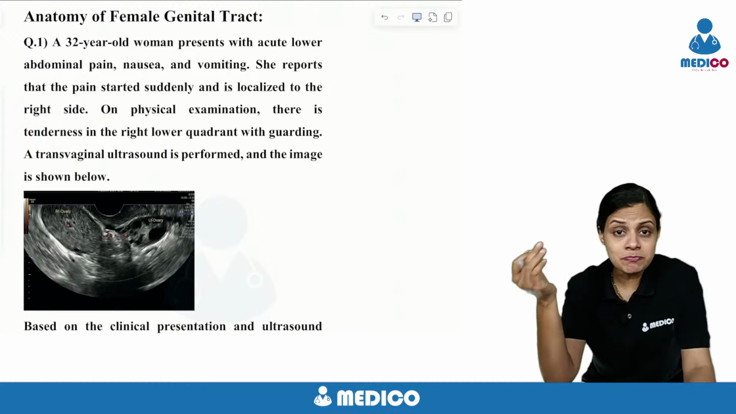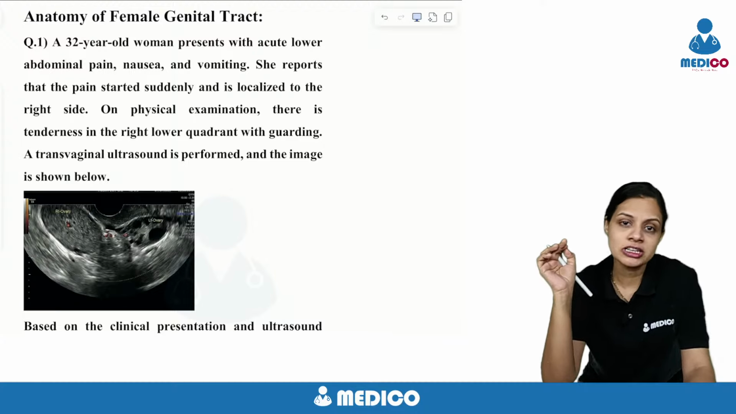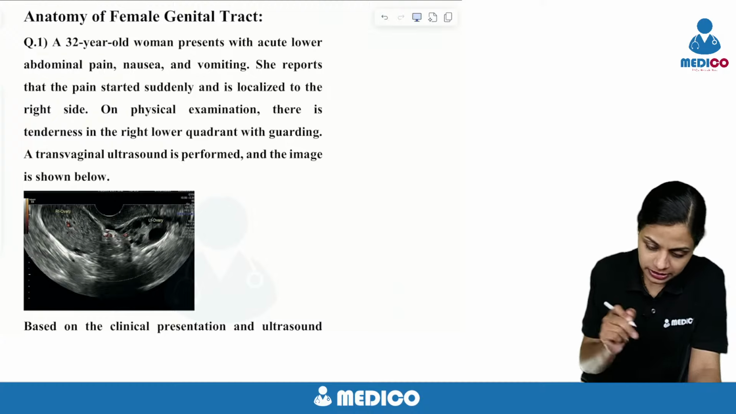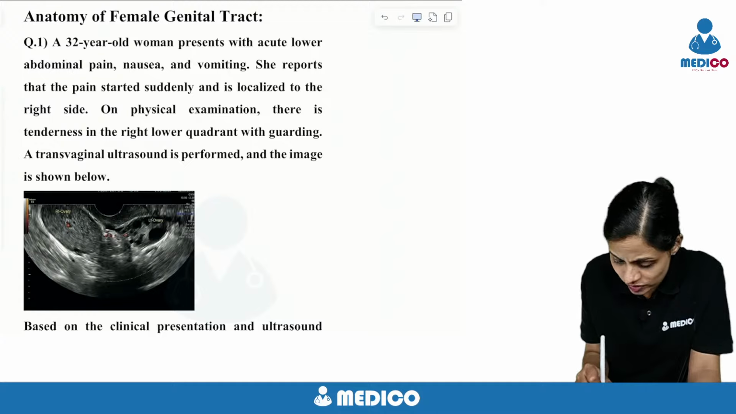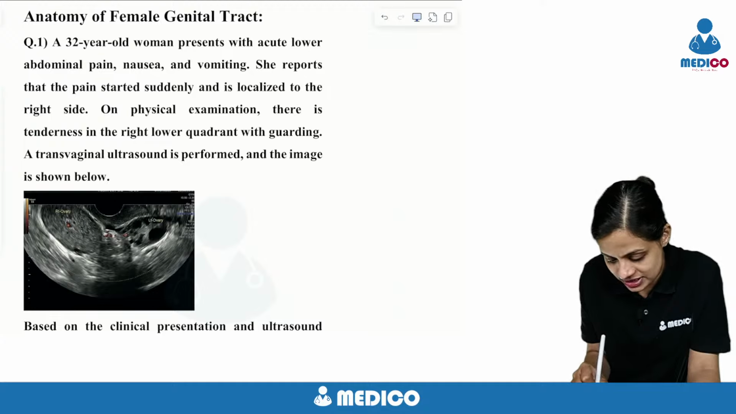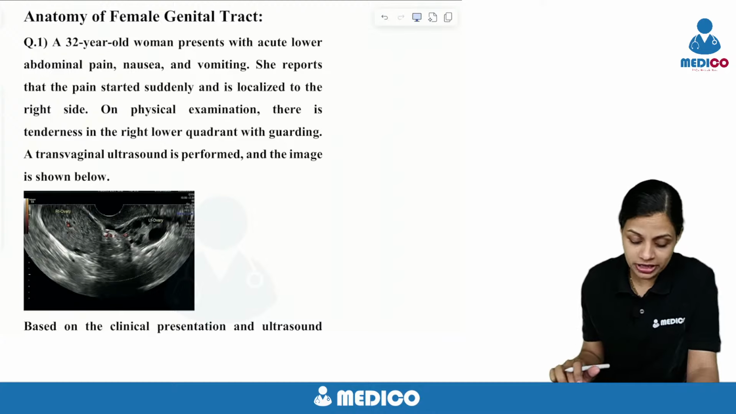Now, what is the importance of the pouch of Douglas, or why is a culdocentesis performed in the pouch of Douglas? See, this recto-uterine pouch is the lowest part in the female pelvis, the lowest point in the female pelvic cavity. And this is where any blood or fluid may accumulate.